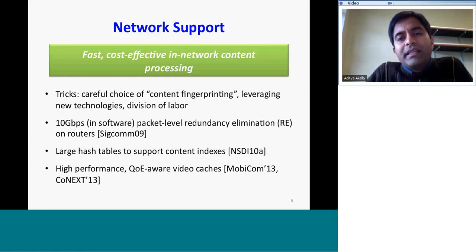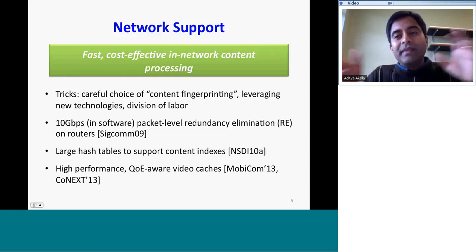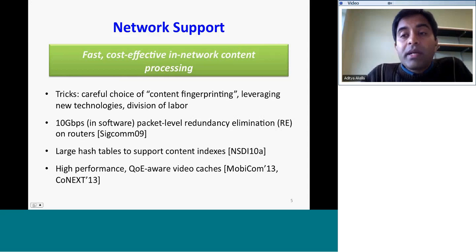And using these kinds of tricks, you can think of this as a small bag of tricks that we combinatorially combine and try to get interesting results out of. We've designed a really fast packet level redundancy elimination scheme for routers, large hash tables that can support extremely large content indexes that can, for example, be used with deduplication mechanisms, video caches at large scales, and so on. So that's the first strand of research: how to build fast in-network content processing. And again, I'll touch upon this later in this talk.